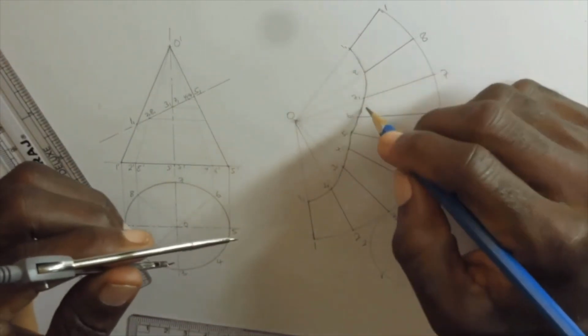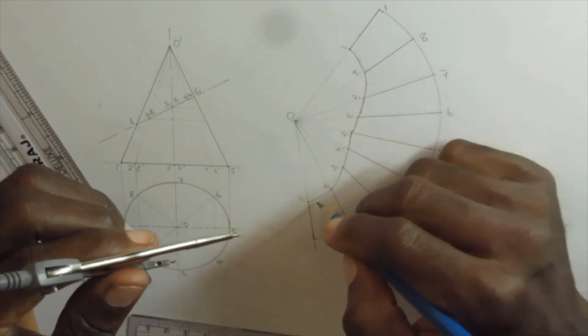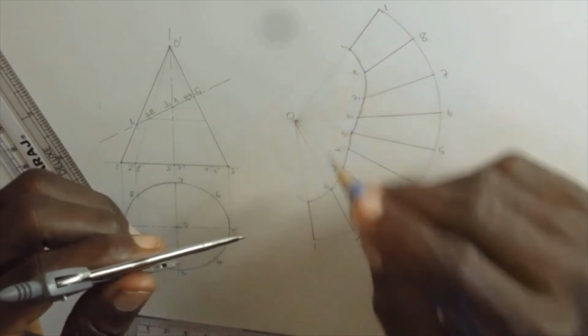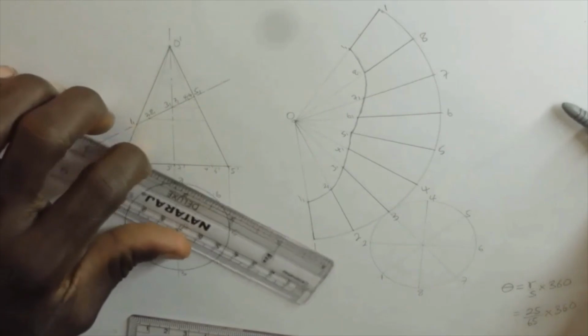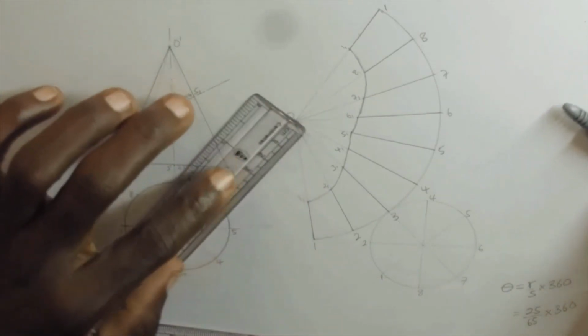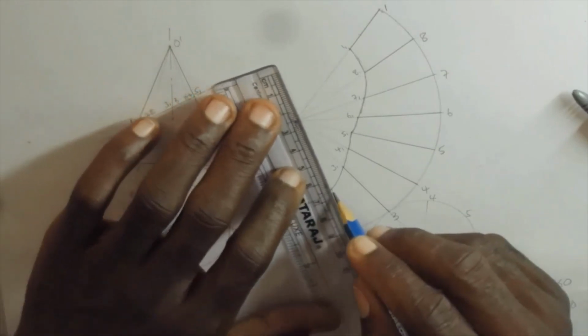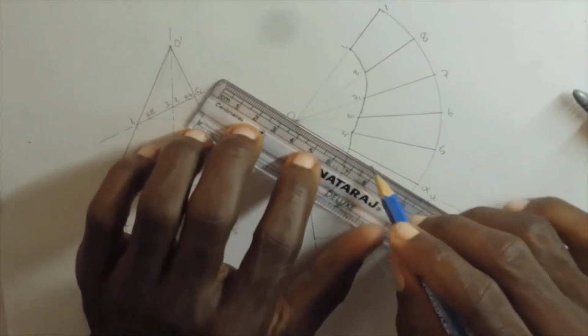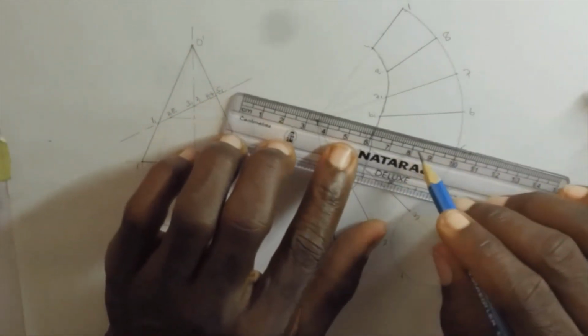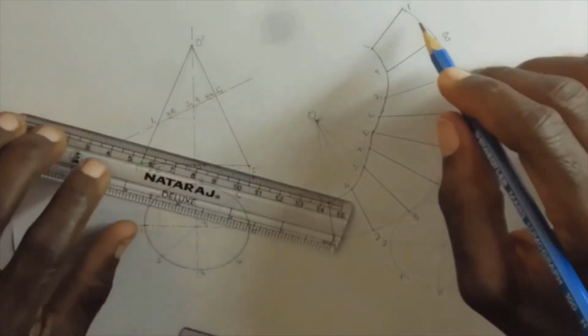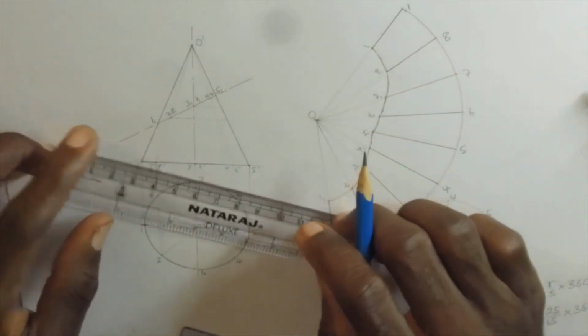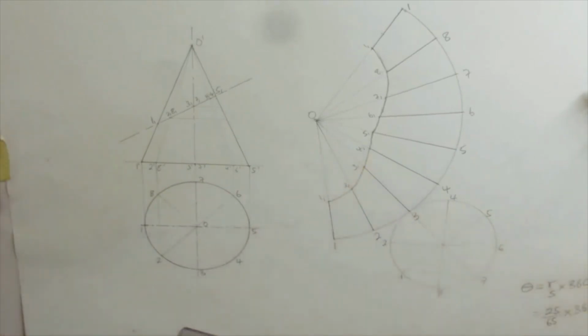Now you draw a smooth curve through these points. All right. You can use the French curve to help you do that. So you can draw a smooth curve through the points that we have created there. Then after that, we need to firm in the main outlines. So we firm in the main outlines, so that you have your developed shape.